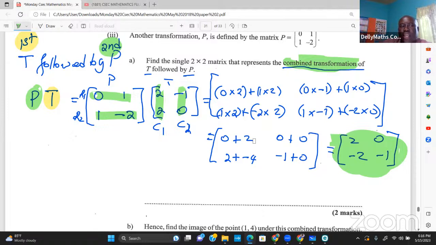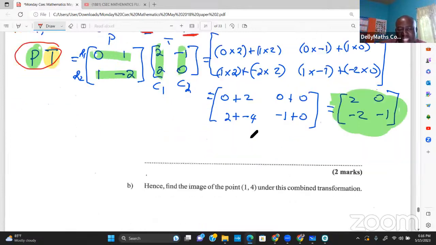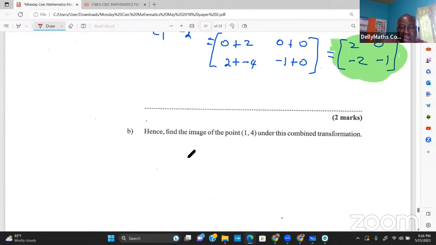So it's a regular matrix. The only thing is that we have to make sure we understand how to set this up based on the information, T followed by P. Which one do I write to the left or the right? Make note of that, all right? All right, let's look at the next question. Hence, find the image of the point 1, 4 under the combined transformation.